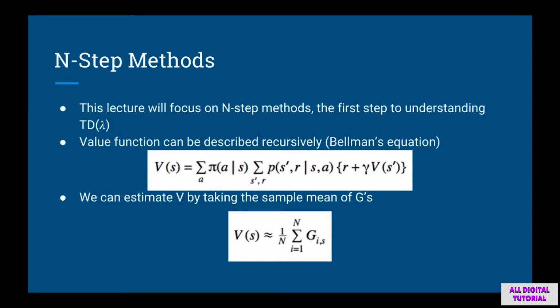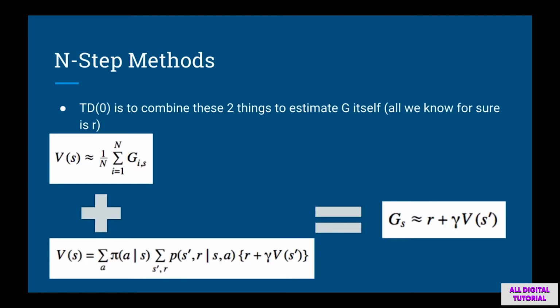The first thing we need to learn about when discussing TD Lambda is the n-step method, which is what this lecture is about. The n-step method works as follows. We know so far that the value function can be described recursively. We also know that we can estimate v by averaging the returns for many different episodes. And we also know from TD0 that we can estimate g itself by using our current estimate of v. It's worth asking, what is the most accurate thing in this estimate of g? Well, that would have to be the reward r, because it's an actual sample we got from our experiment.